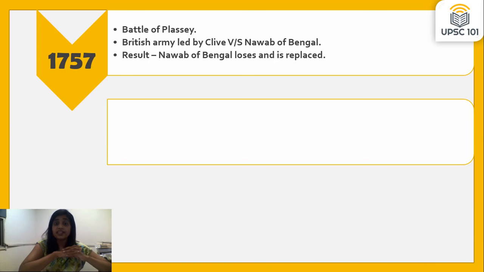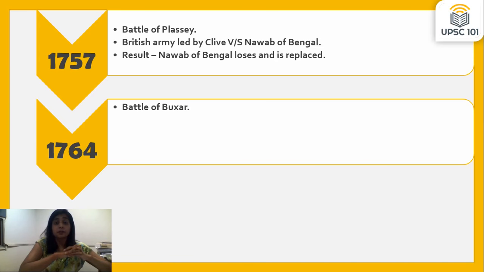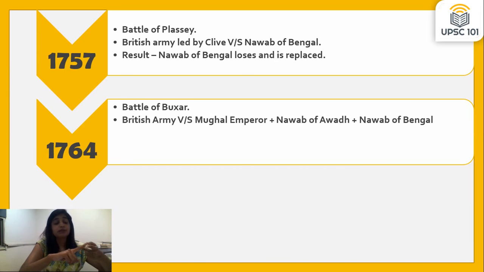Of course, in 1764, another important battle occurred. This was the Battle of Buxar. And Battle of Buxar was important because the might of the three major rulers, that is Shah Alam II, the Mughal Emperor, the Nawab of Awadh and the Nawab of Bengal. Okay, these three people waged a war against the British army yet again, and yet again the British army won the second time as well.